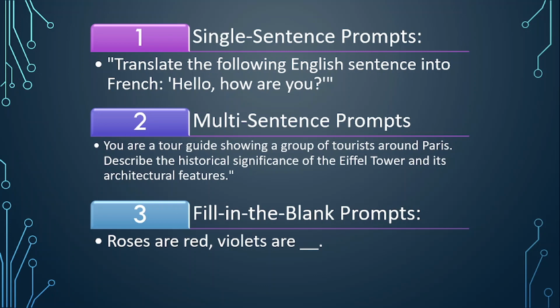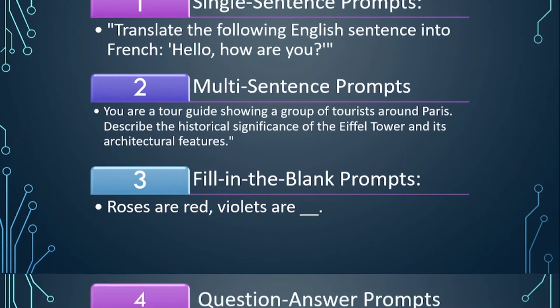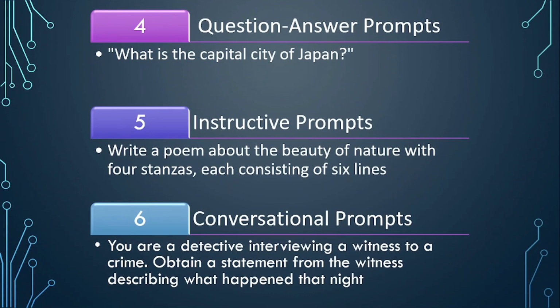Third one, we have fill in the blank prompt. Fill in the blank is filling in the blanks. For example, roses are red, violets are dash. Fourth is question answer prompt. What is the capital city of Japan? Fifth one is instructive prompt. We provide instructions to ChatGPT to further solidify our base and output.